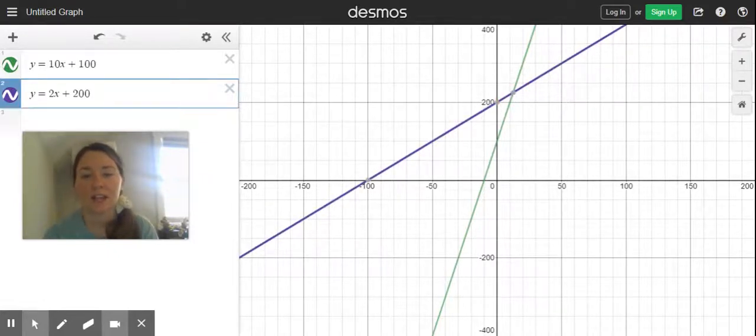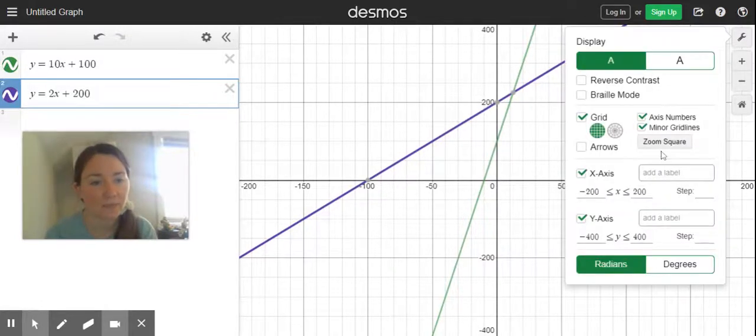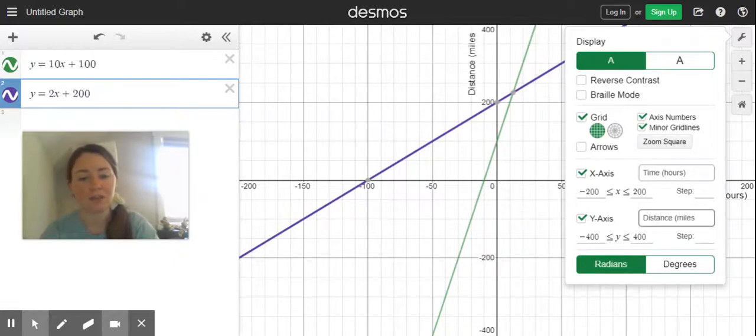Okay. Now the next thing I want to show you guys is how to add labels. So let's say these two equations were based on a word problem, and maybe that word problem had to do with distance and time. So how far I'm walking over a period of time. My x-axis, I can click on that wrench again and add a label to it. The label for my x-axis would be time, and in parentheses, I can write hours if that were measured in hours. And on my y-axis, I'm going to write distance, and let's say distance was measured in miles.